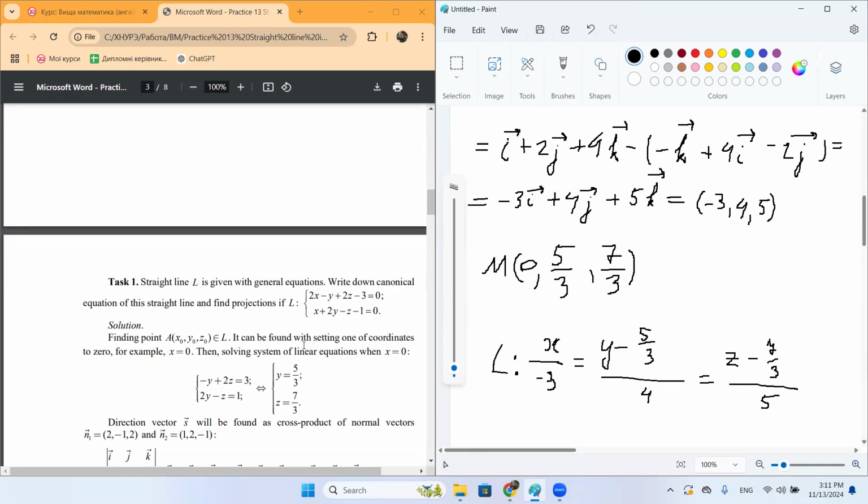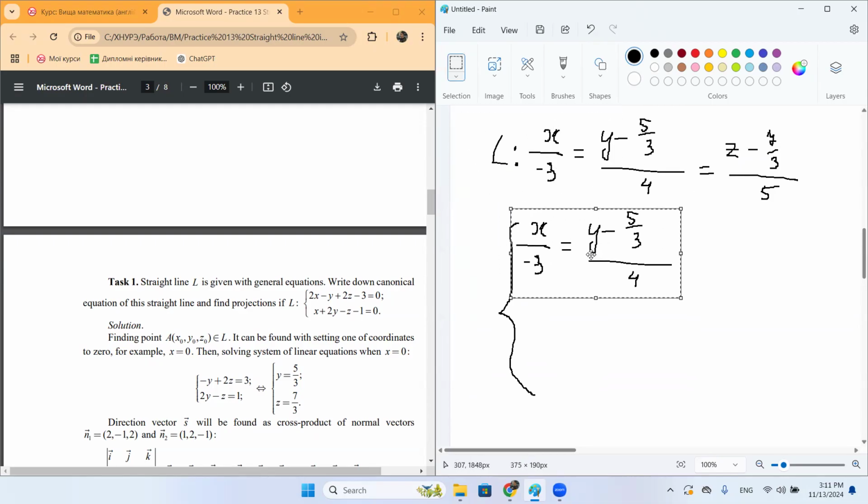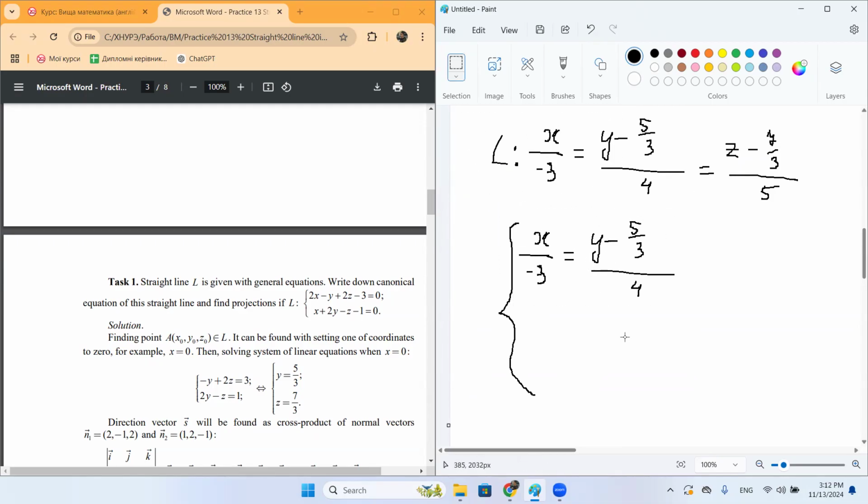And how to find projections? The projections on coordinate planes, basically. So xOz, xOy, yOz. So we will have three equations. How to receive them? We just take such equations separately. So this is the equation of projection on the XOY plane.